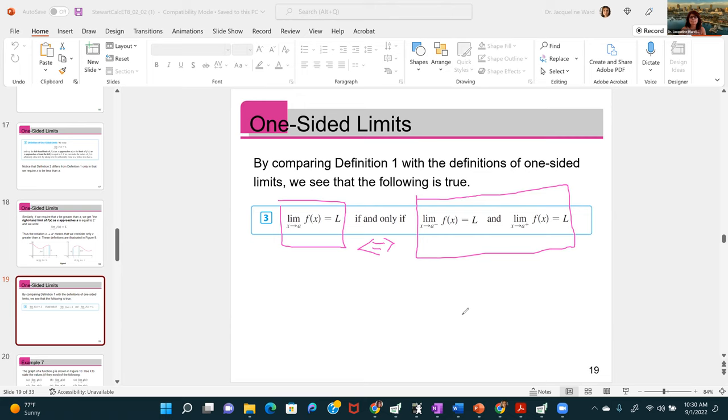So if it doesn't have a negative or a plus sign, it means both sides. Yep. Okay. And so you also know, right, if you're given this situation right here, that the limit is L, you know that the left-hand side is L and the right-hand side is L. Just saying. Okay.